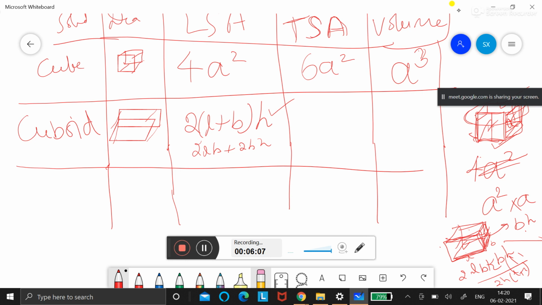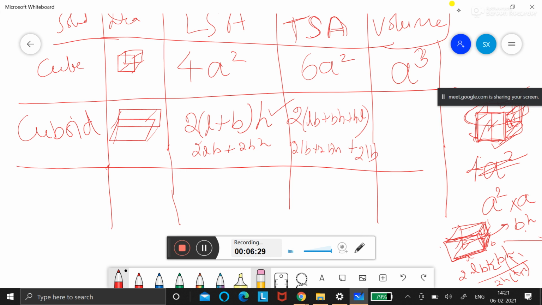When I add top and bottom, it will be length into breadth, 2 into LB. So already 2LB, 2BH, I have to add top and bottom. So 2LB I will add. So totally take 2 outside. You will get LB plus BH plus HL.